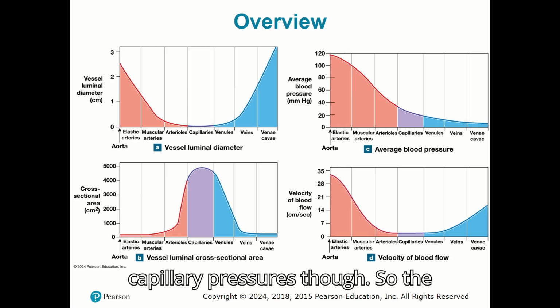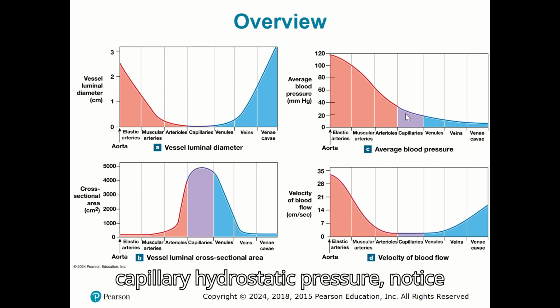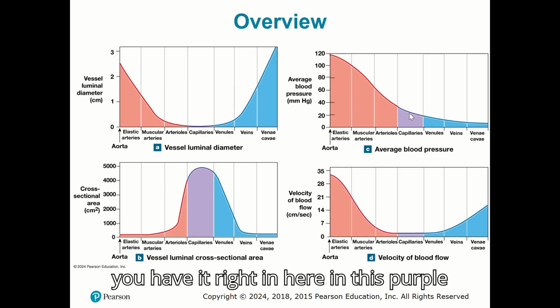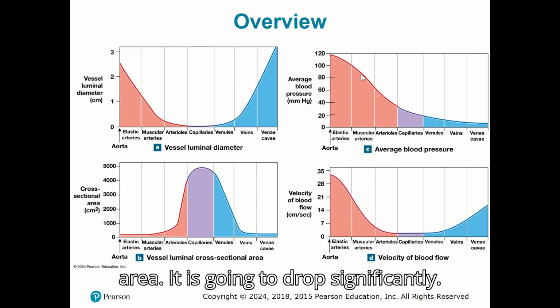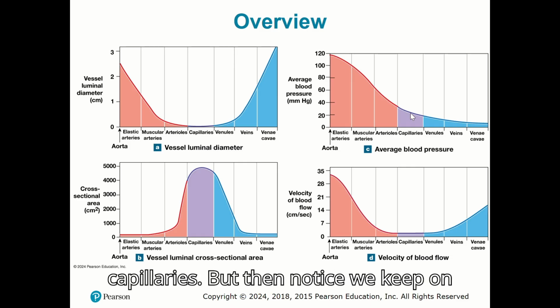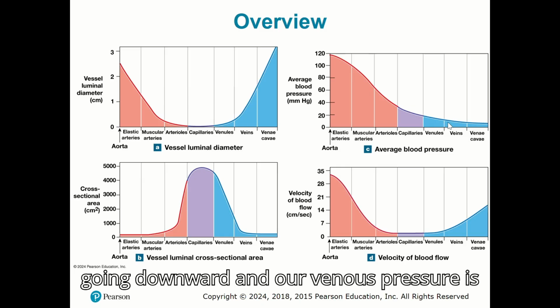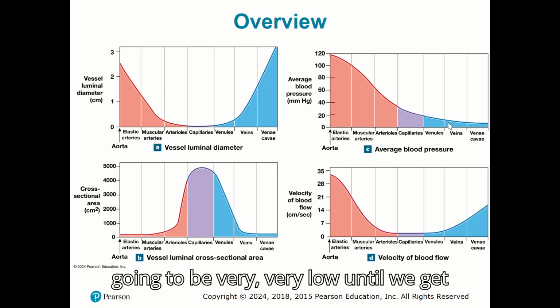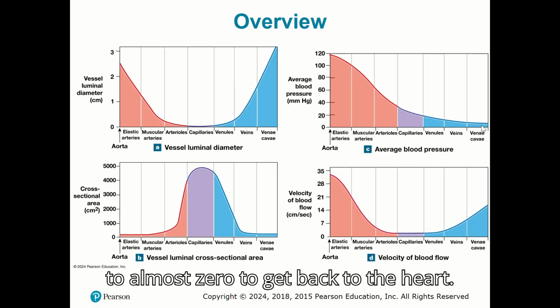You also have capillary pressures though. So the capillary hydrostatic pressure, notice you have it right in here in this purple area. It is going to drop significantly. There's a steep drop off from the arteries all the way down into the capillaries. But then notice we keep going downward and our venous pressure is going to be very, very low until we get to almost zero to get back to the heart.